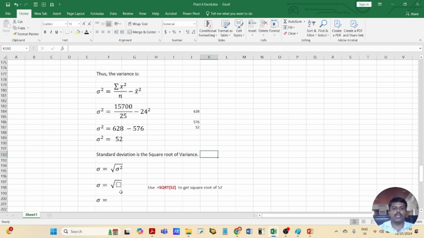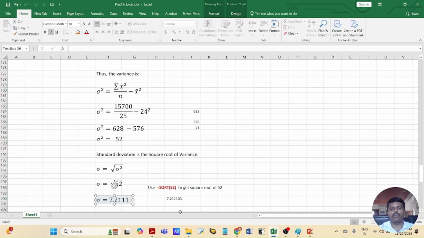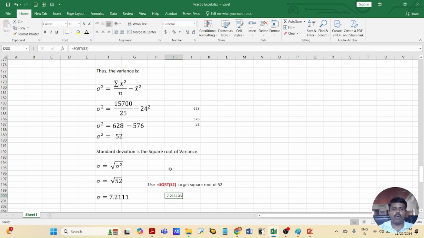Now to find standard deviation, we just take the square root of the answer obtained above. We put the value 52 under square root, that is SQRT of 52. Press enter, that is 7.2111. We can keep 4 decimal places. In this way we found variance and standard deviation by using the formula method.